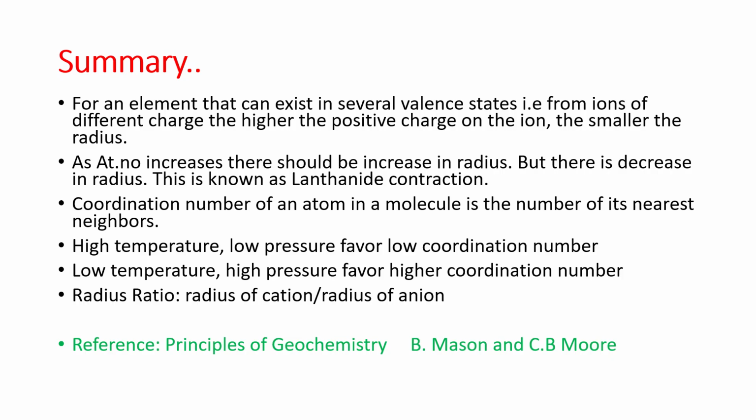Coordination number of an atom in a molecule is the number of its nearest neighbors. High temperature and low pressure favor low coordination number, and low temperature and high pressure favor higher coordination number. Radius ratio is the radius of the cation divided by the radius of the anion.